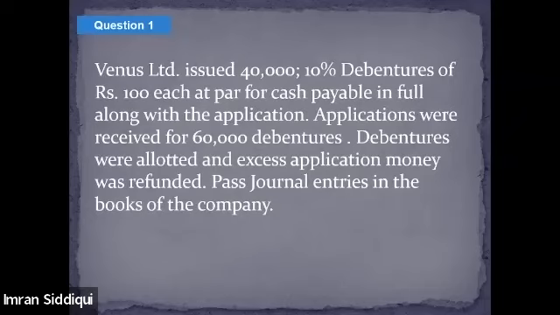All right. So the question basically says that Venus Limited has issued 40,000, 10% debentures, having a par value of 100 rupees. It has been issued at par only. But Venus Limited has actually got applications for 60,000 debentures. And the company has decided to reject the excess application. So considering all this information, we need to pass the entries. I hope the question is clear, everybody.